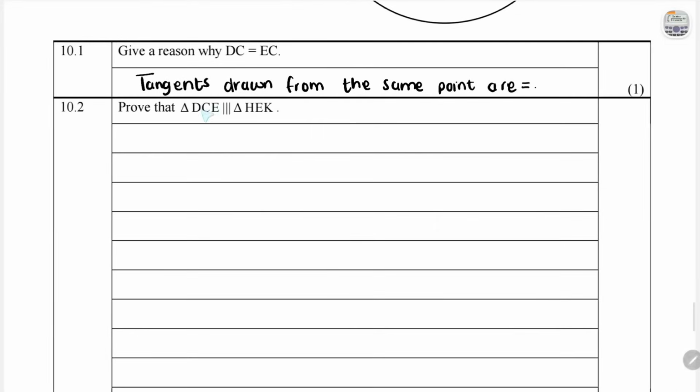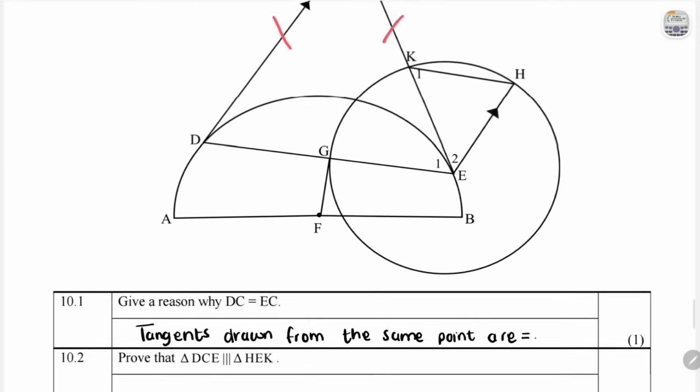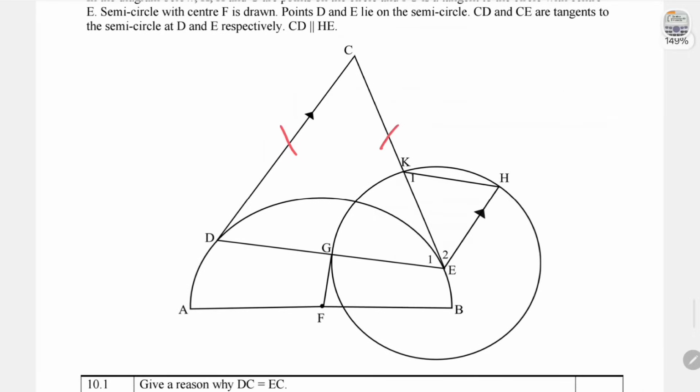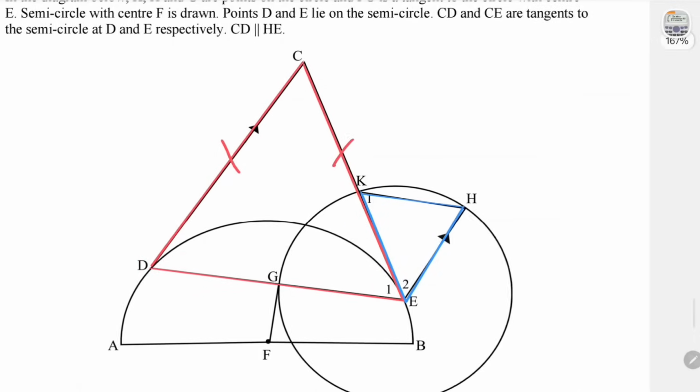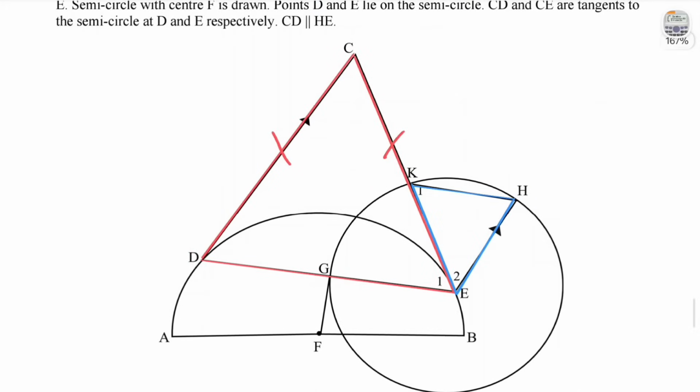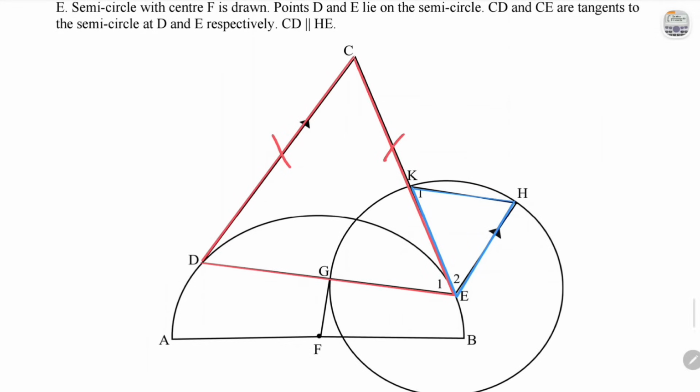Question 10.2 says, prove that triangle DCE is similar to triangle HEK. So let's highlight those triangles first. Triangle DCE is this triangle here, and then HEK is this triangle over here. Okay, and we need to determine why these are similar. So we can focus on all their corresponding angles being equal. Okay, let's figure this out first. So do you see that we have parallel lines? Okay, CD is parallel to HE.